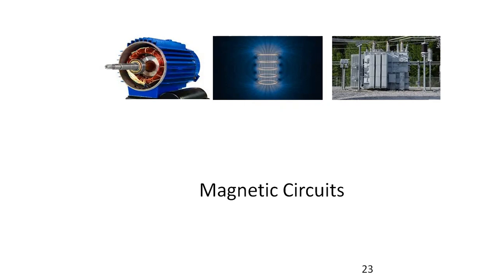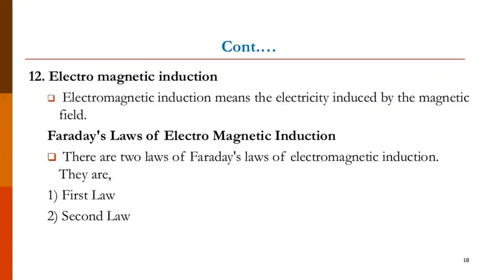So we are discussing the course of first year engineering, basic electrical engineering. In that we are discussing unit 1, in which we have already covered certain topics on magnetic circuits. So now let us further discuss the next topics in the magnetic circuit, and that is about Faraday's laws of electromagnetic induction, then leakage flux and fringing. So one by one, let us discuss them.